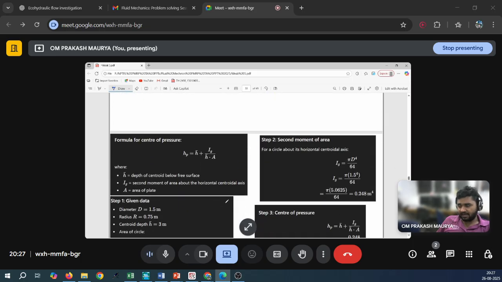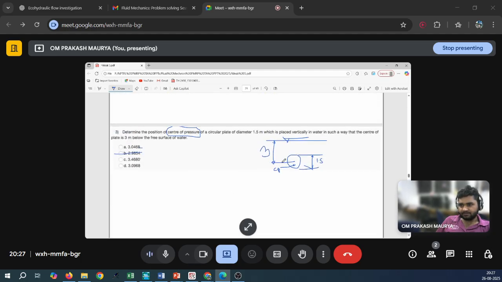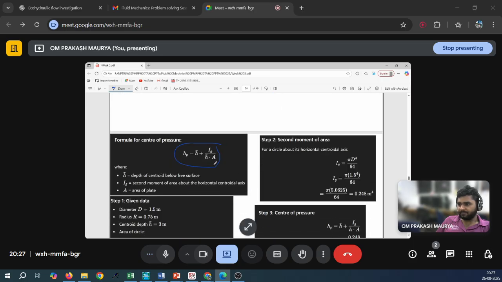So for that, the center of pressure calculation is, whatever I have written as Cp, here Hp is written. Hp is equal to H bar divided by the moment of inertia with respect to this centroid axis, the second moment of area about the horizontal centroid axis.